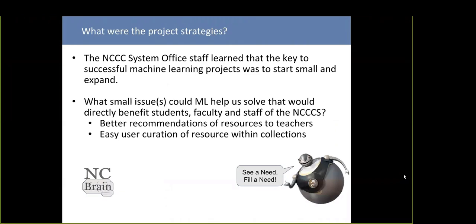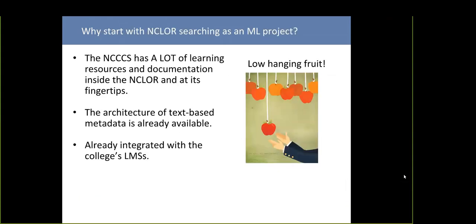The one thing we did decide was that we needed to start small. Machine learning projects can get out of hand really fast. So we asked what we can do that will directly benefit our students, faculty, and staff. One thing we said was, how do we make our search results better? And how can we easily involve faculty in curation of that resource? Not creation, but also curation. How do we enable them to help us make those connections better? So, pick our low-hanging fruit.